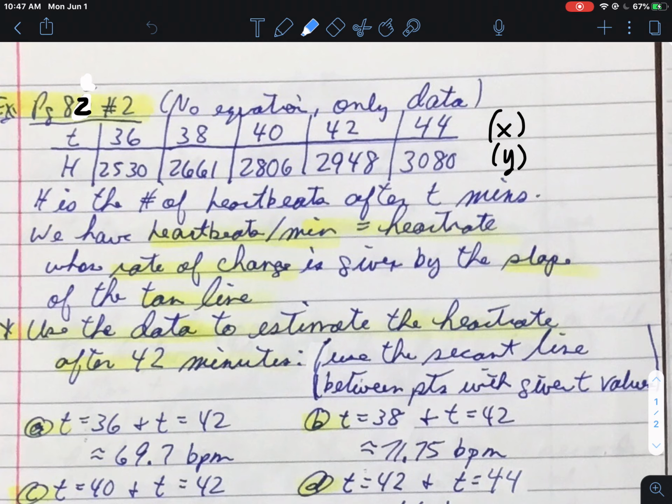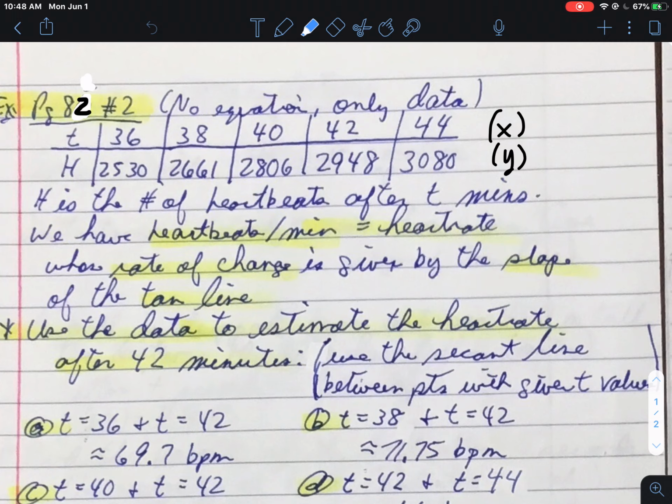And this is coming from the homework section. This is on page 82, number 2 out of the text, where here I don't have an equation. All I have is data, and I summarize the problem here. So there's a table of values for t and h, where h is the number of heartbeats after t minutes. So we have heartbeats per minute. If you look at that in terms of your x and y, your input and output, after a certain number of minutes, t, we can count a certain number of heartbeats, h. So you could think of those as your x and your y.